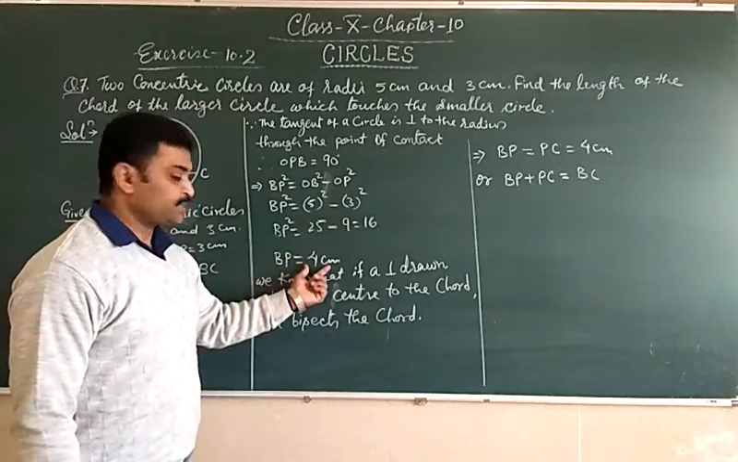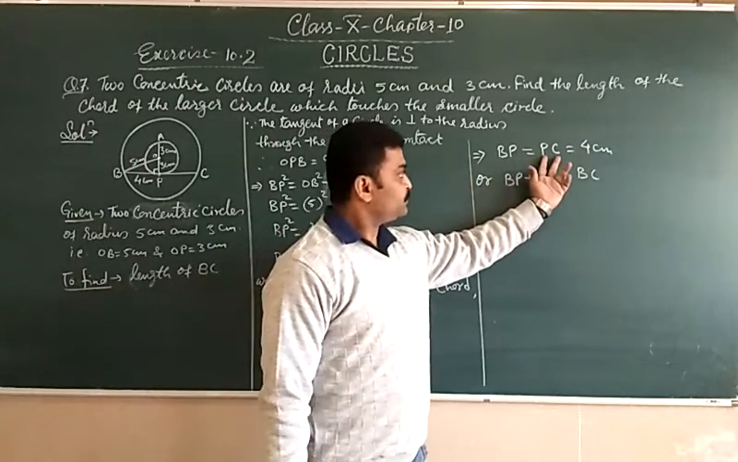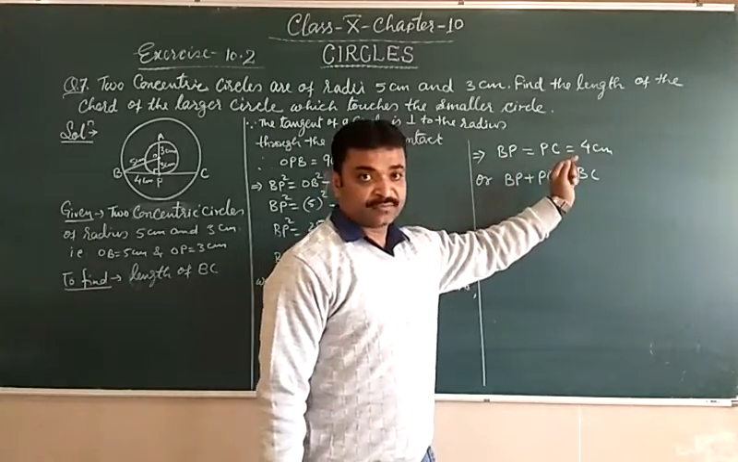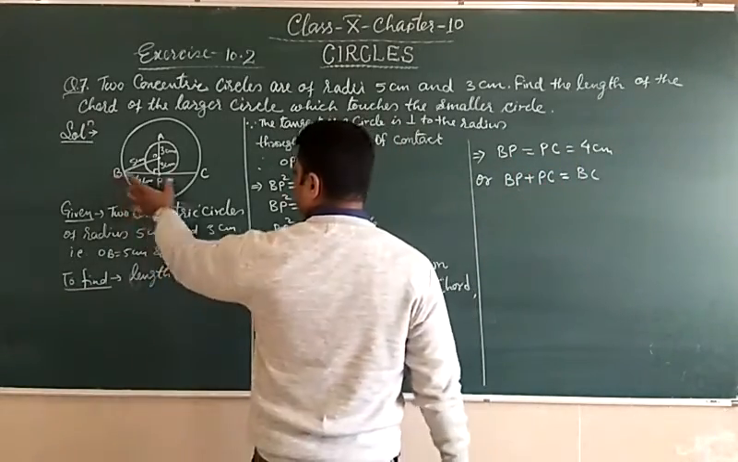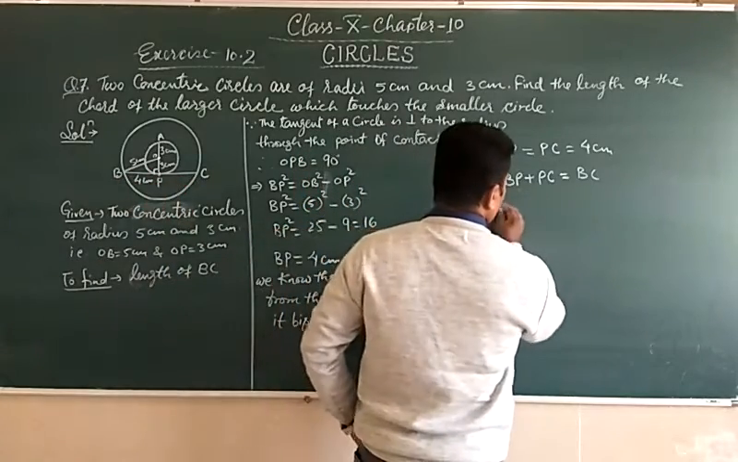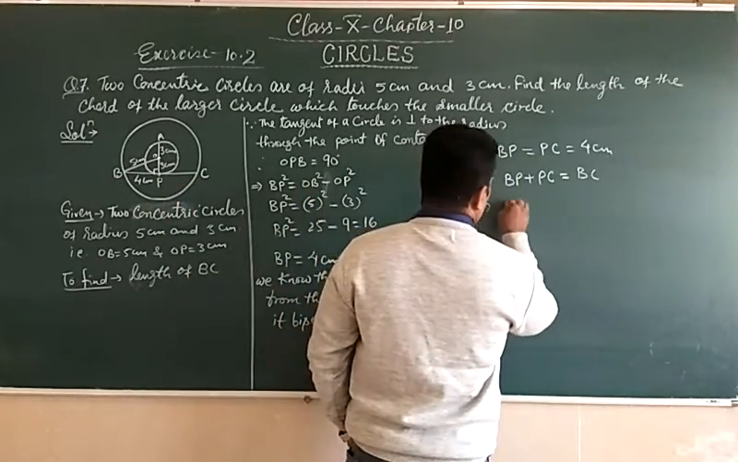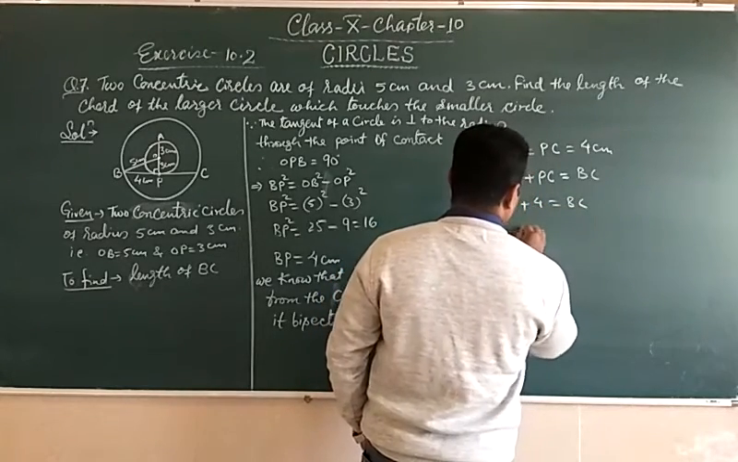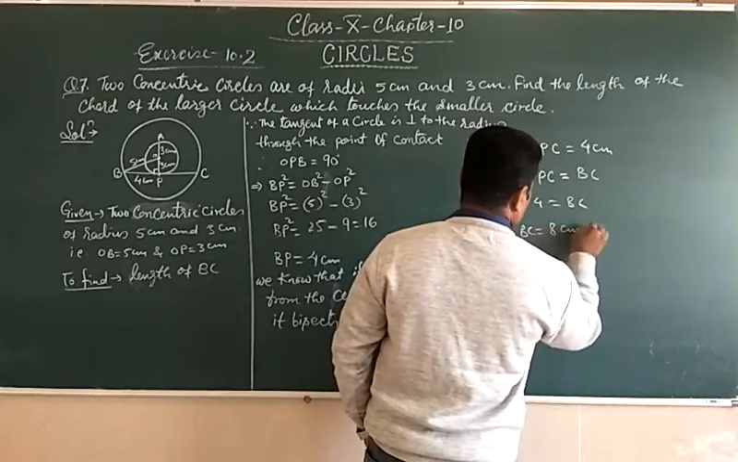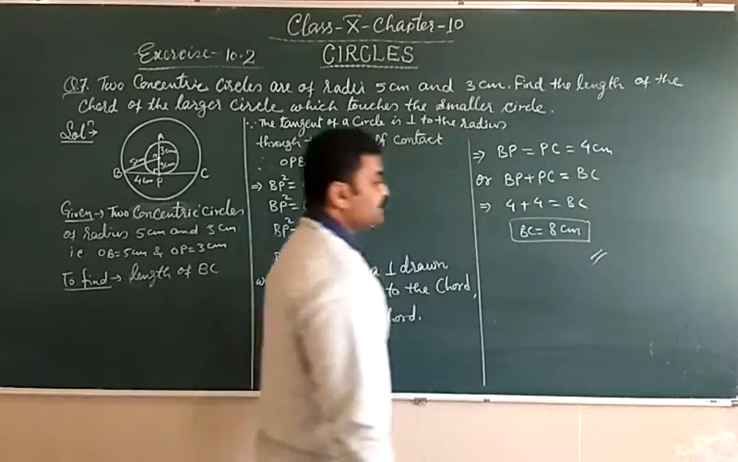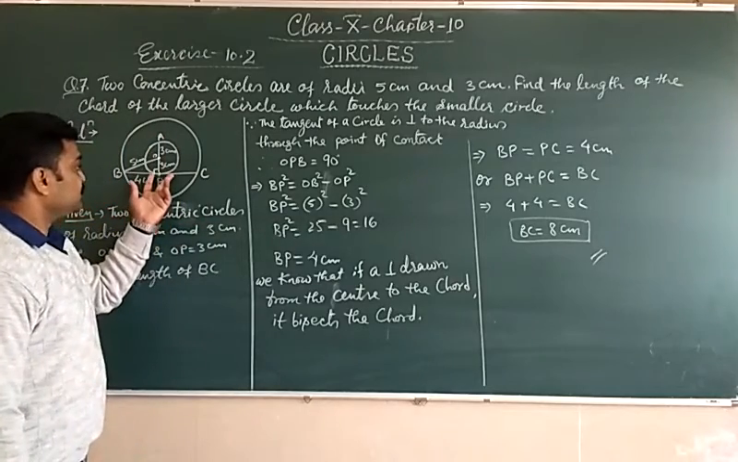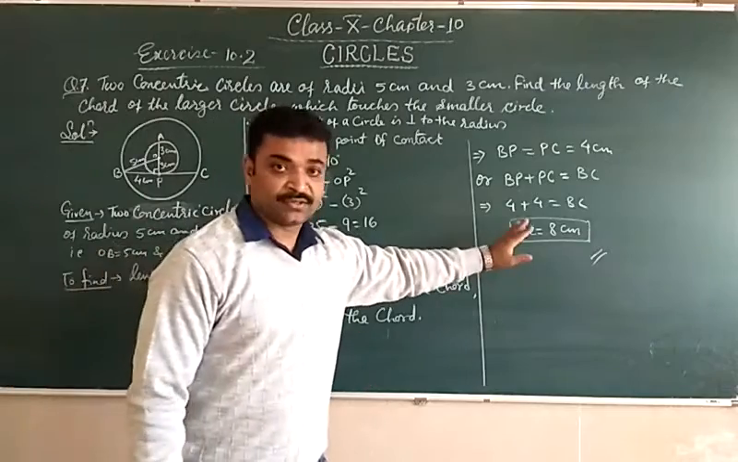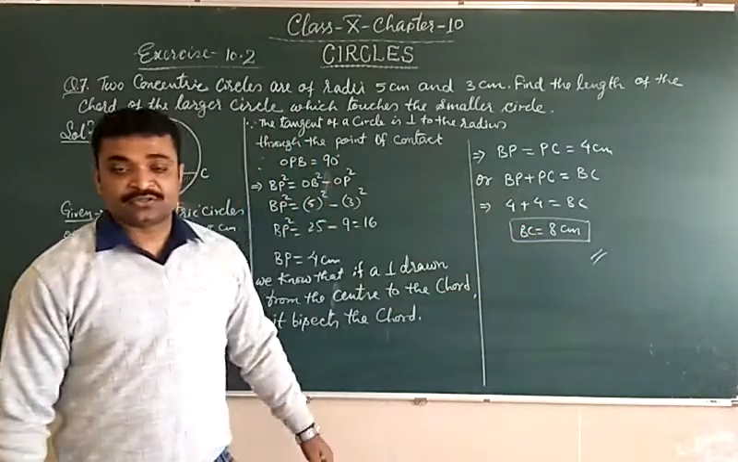BP we have found as 4 centimeter. Similarly, PC and BP both are equal. So BP is equal to PC is equal to 4 centimeter. And from the figure, BP plus PC is equal to BC. This implies 4 plus 4 is equal to BC. That is, BC is equal to 8 centimeter. Hence, the length of the chord touching the smaller circle is equal to 8 centimeter. Clear? So, students, pause the video and note it down.